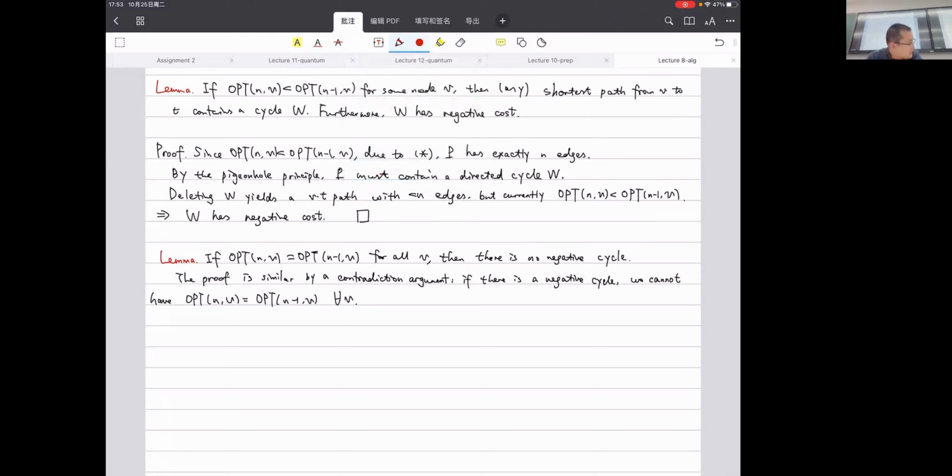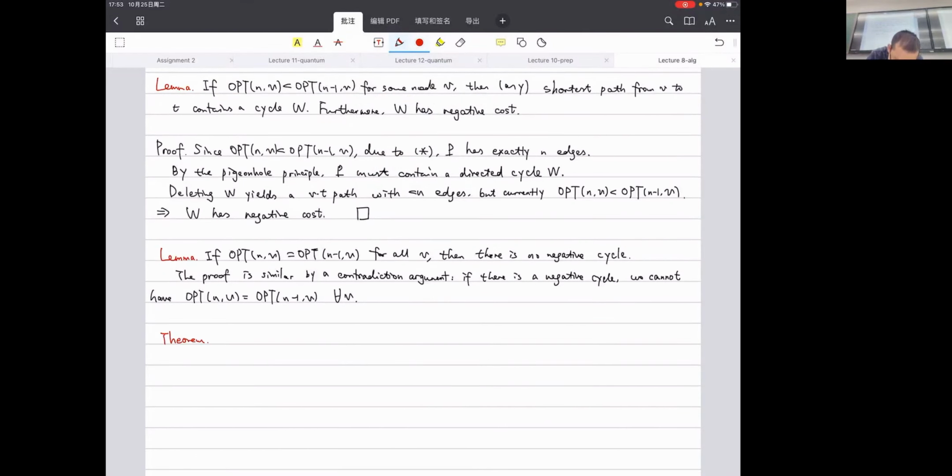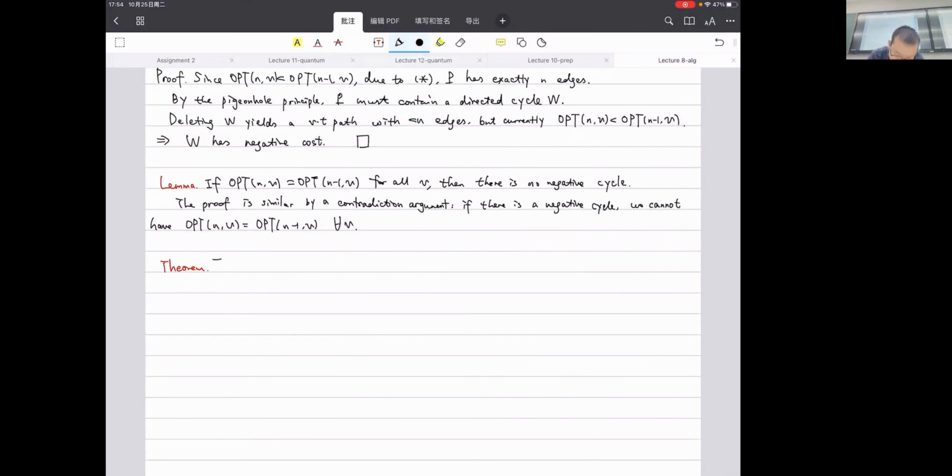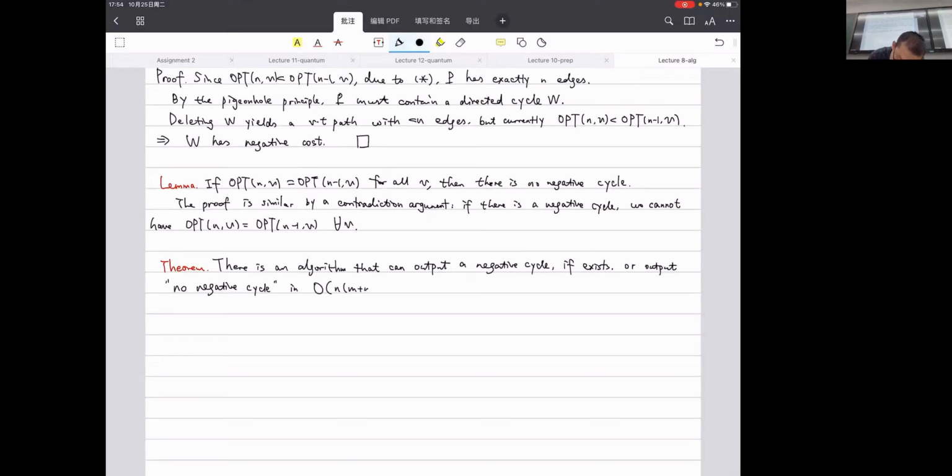From these two lemmas, we clearly see that we have an exact criterion for determining whether a graph has a negative cycle or not. This gives us a very direct theorem: there is an algorithm that can output a negative cycle if it exists, or output "no negative cycle", in O(nm plus n) time and O(n) space.